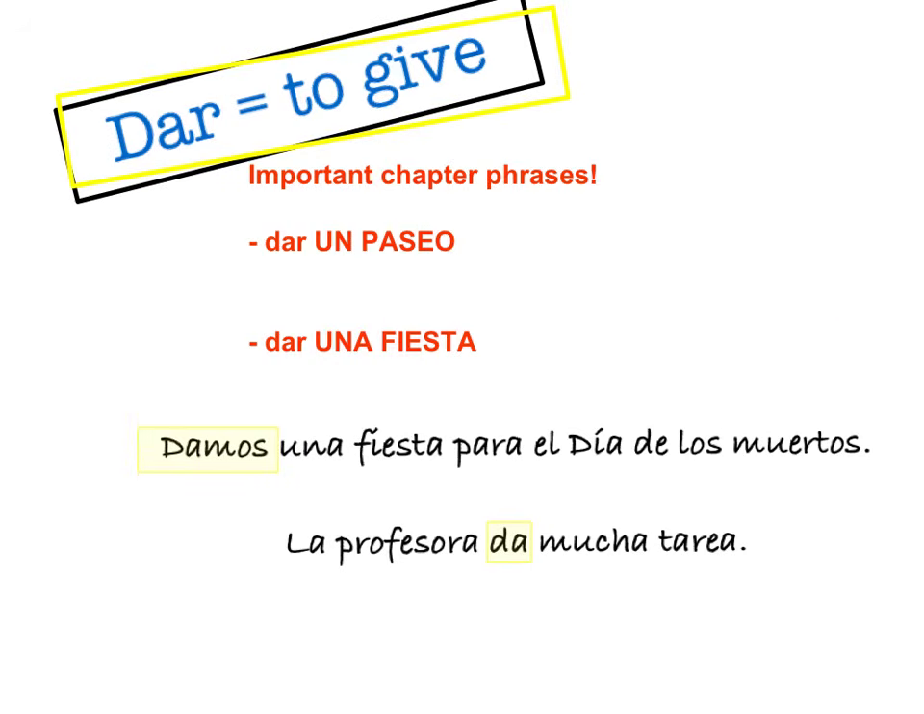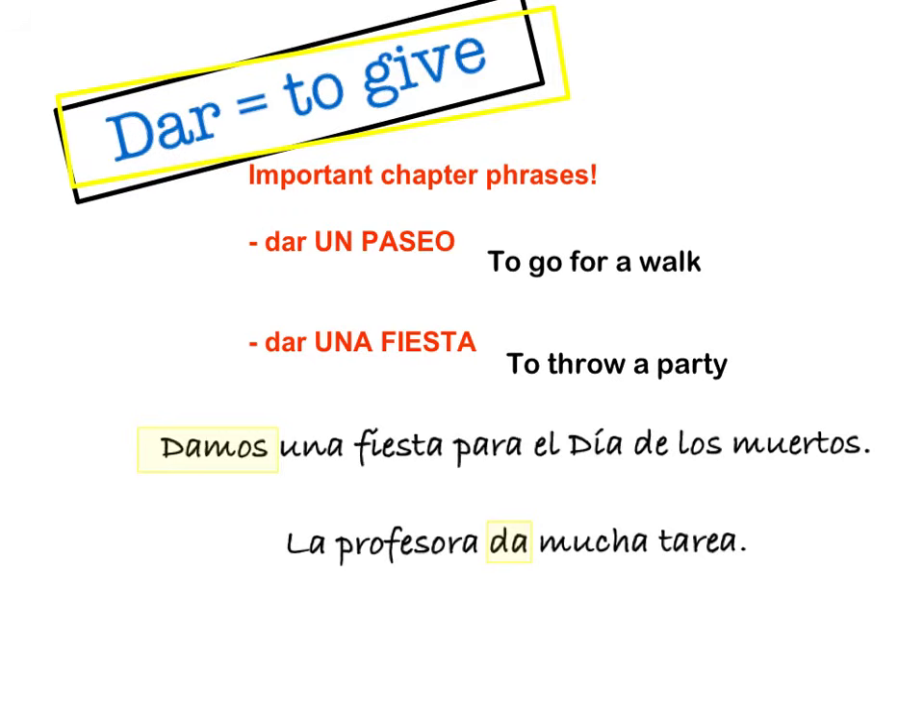The next verb we're going to talk about is the verb dar, which means to give. In this chapter, there are two important phrases that we use dar with. We say dar un paseo, which means to go for a walk, or to give a turn, to go on a walk, or dar una fiesta, which is to throw a party, or to give a party in a way.